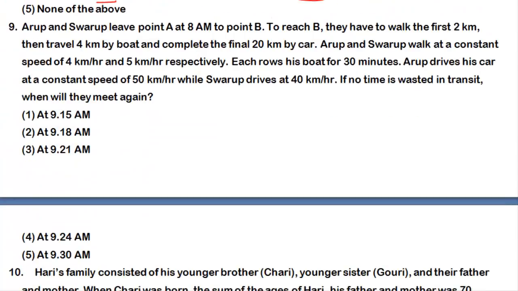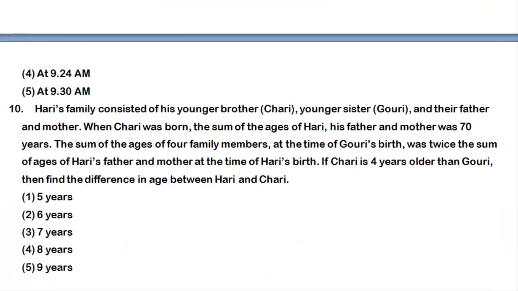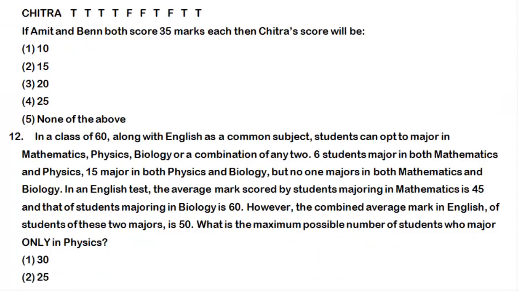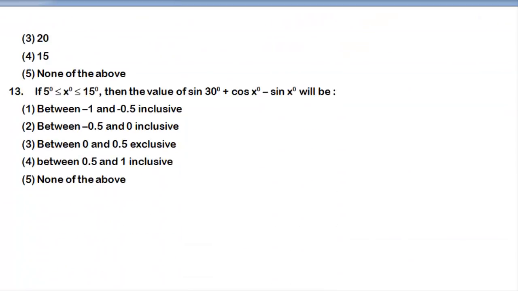Now question number 9 is a time, speed, distance question. It contains a lot of lines, in fact a lot of words. So in the first round I'm just skipping it. I'll come to it in the second round. Similarly, I'm skipping question number 10 as well, question number 11 as well, and question number 12 as well. Now let's take question number 13. So I've just skipped a couple of questions right now.